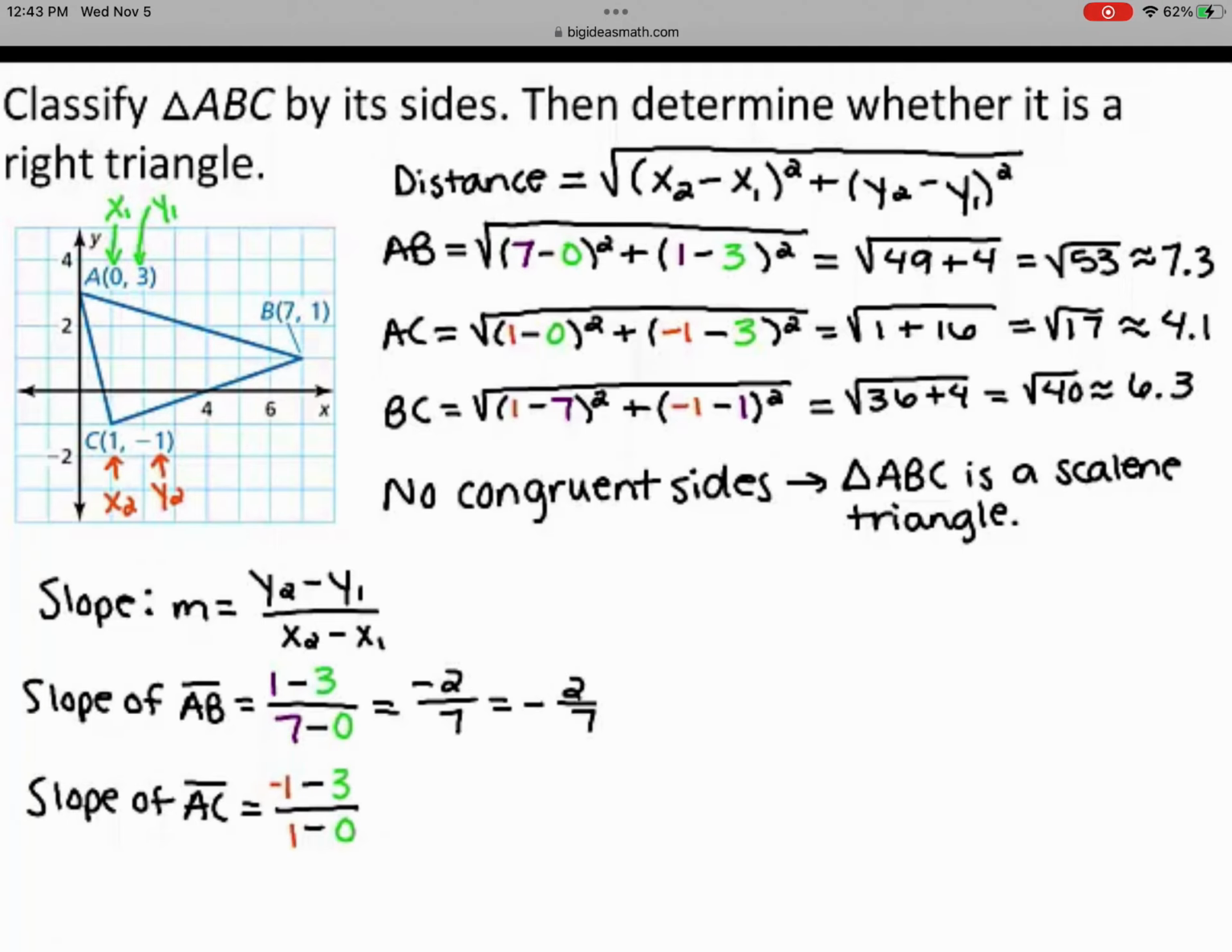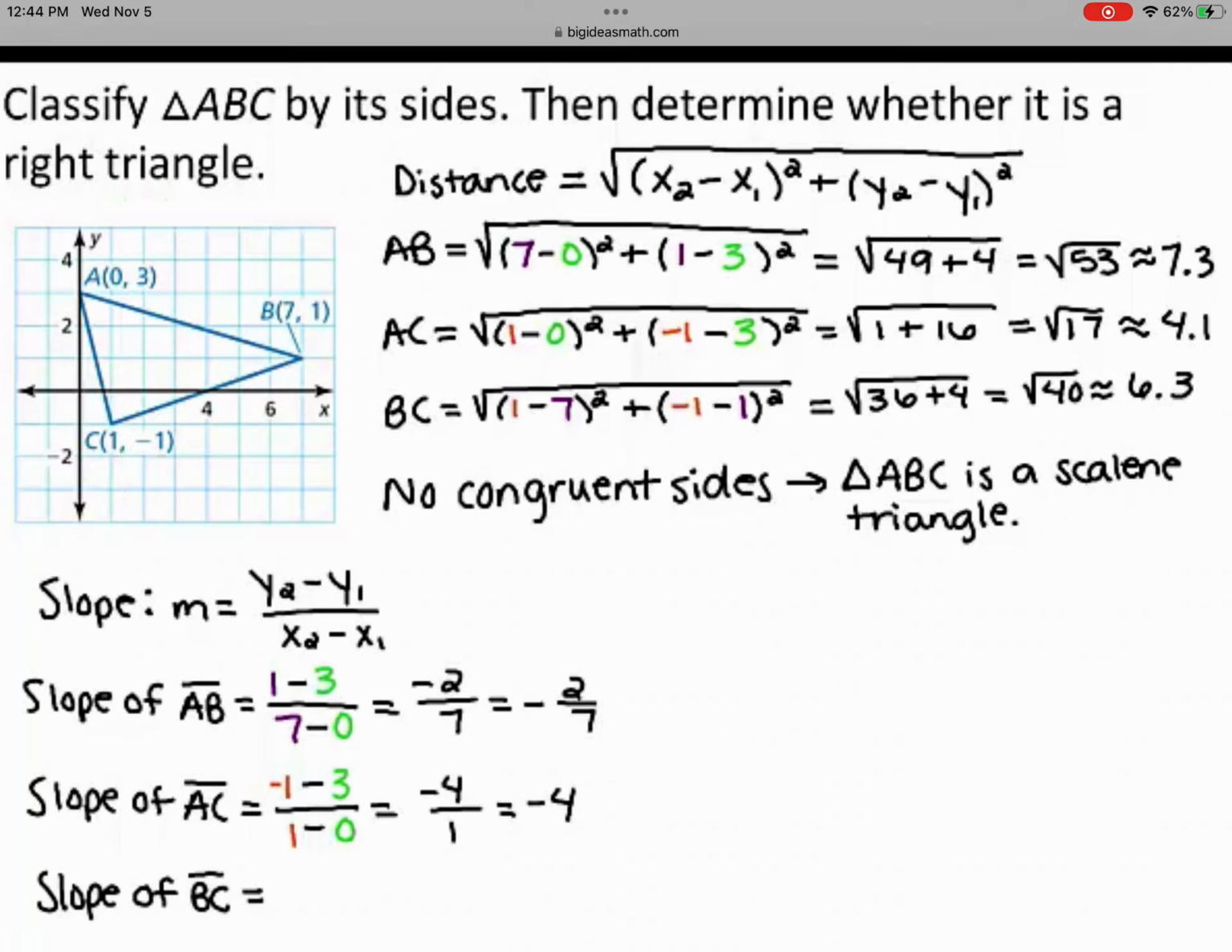You can substitute these values into the slope formula. When you simplify, -1 minus 3 gives you -4 in the numerator, and 1 minus 0 gives you 1 in the denominator. -4 divided by 1 gives you -4. So the slope of side AC is -4.